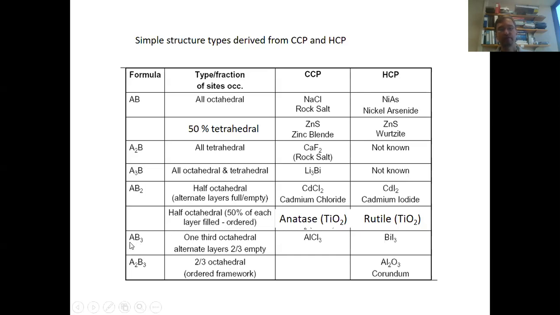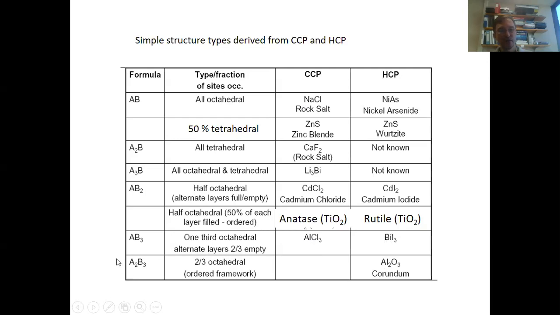All right, so another possibility is that for the composition AB3, we fill 1/3 of the octahedral holes. And this can be realized when we fill alternate layers of octahedral holes, but we do not fill them completely but only fill 2/3 of them. So that is, for instance, realized in aluminum trichloride, in CCP, and in bismuth triiodide in HCP.